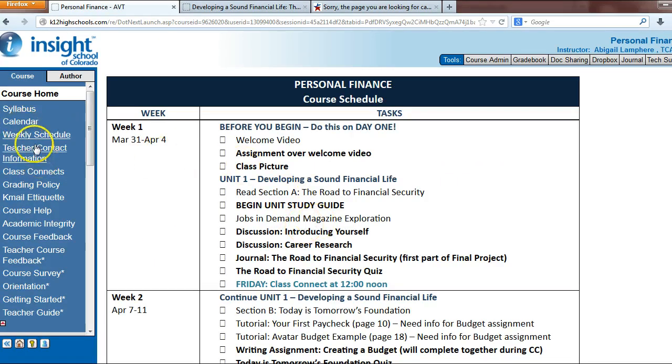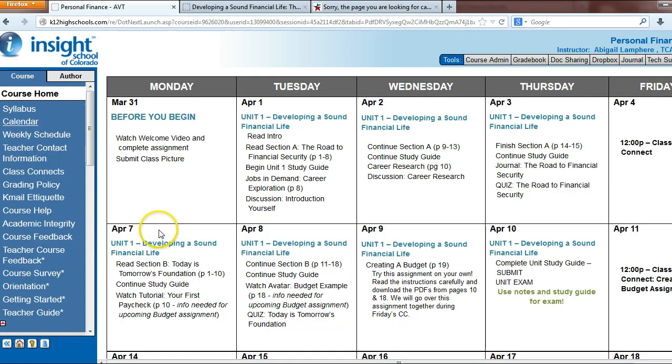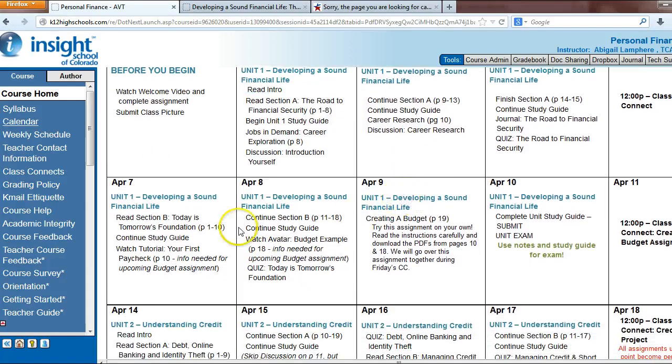Okay, let's pull up the daily calendar here. Hopefully this week you should have wrapped up Section A of Unit 1, the Road to Financial Security section. So we have the welcome assignment, which was a graded assignment, your class picture, the two discussions, the journal, and then the quiz. None of those assignments were very time consuming, so those shouldn't be a problem for you to get in. And then next week we'll be finishing up Unit 1 and moving into the next section.